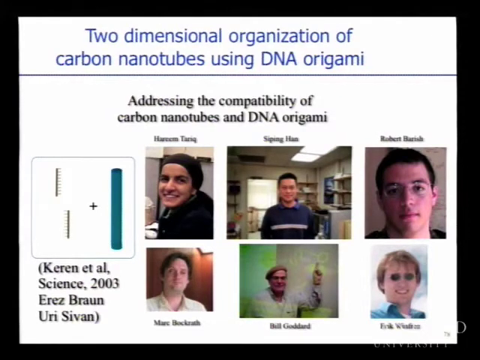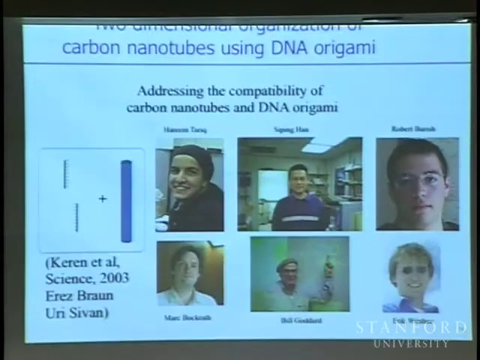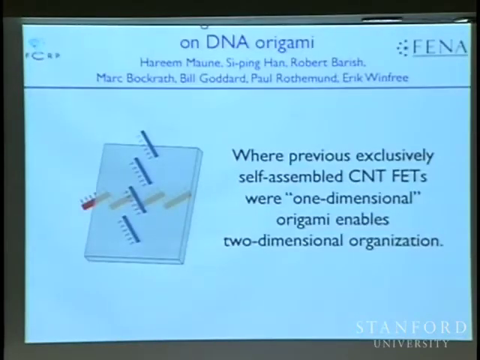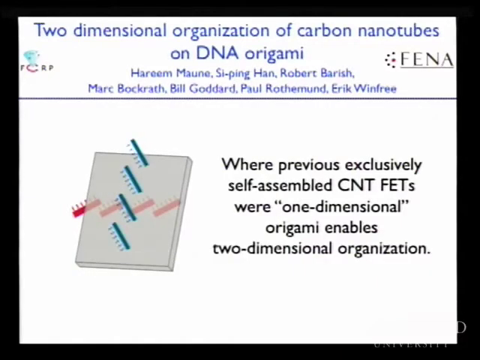Now that's been done before, sort of in 1D. You make a 1D device, you can combine DNA with carbon nanotubes, and you can use the surface as a backgate, and so you can make devices that way. But the real question, which was done in this collaboration at Caltech, really driven by these students, is to organize carbon nanotubes in 2D, right? You don't want to just use a single long strand of DNA. You really want to be able to make some kind of cross.